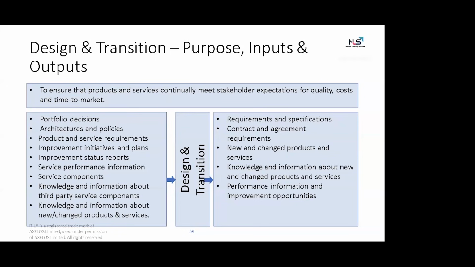Okay. So what all outputs are involved here? Requirements and specification, contracts and agreement requirement, new and changed products and services, knowledge and information about new and changed products and services, performance information and improvement opportunities. So at every stage, you have improvement opportunities because you are practically operating on things, and there are chances that you will have some new opportunities or new findings or observations.